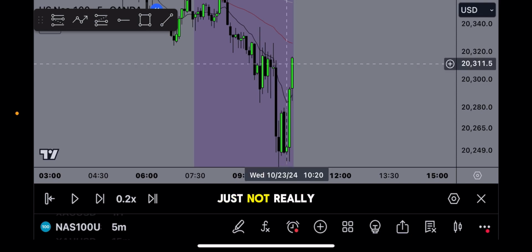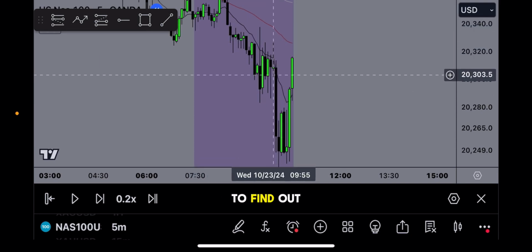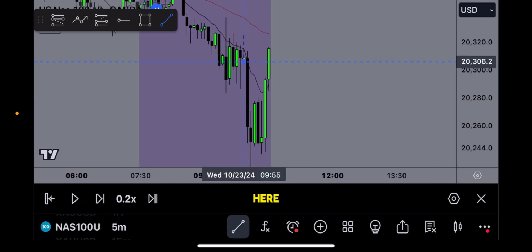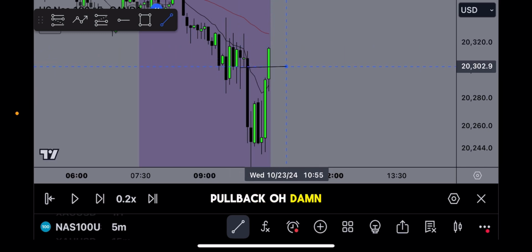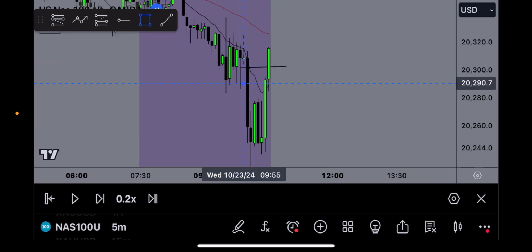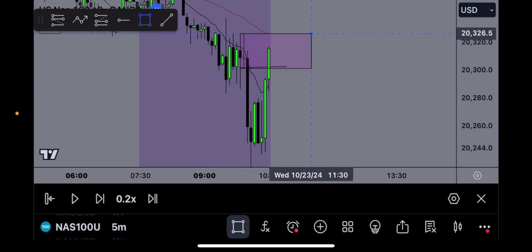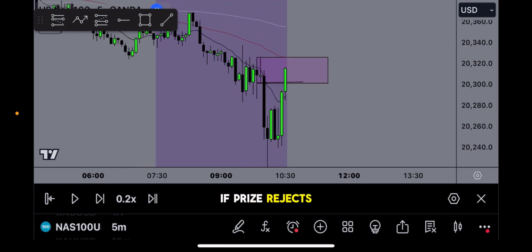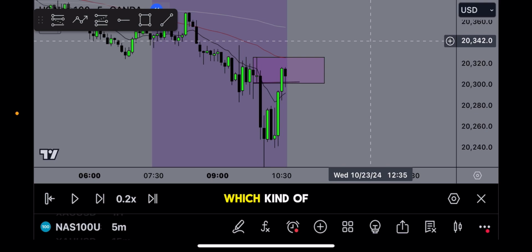See, but here there's not really a clear supply setup for you to find a trading opportunity to get in. And maybe this would have been a supply setup right here. You see this bullish candle, bullish pullback? You see this bullish pullback right here? This probably could have been a supply setup if price rejects off the zone, which it kind of didn't.